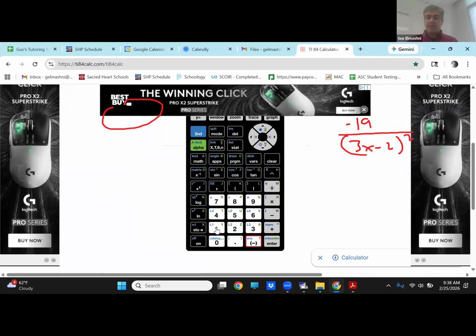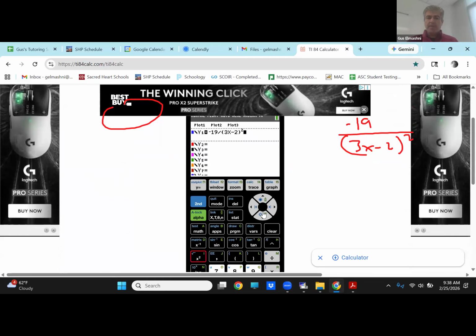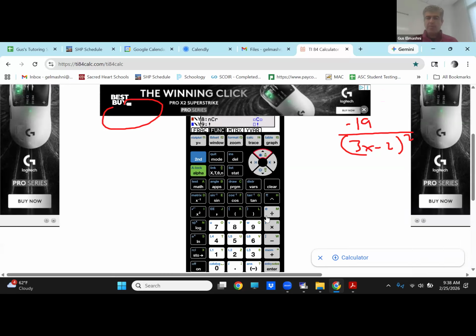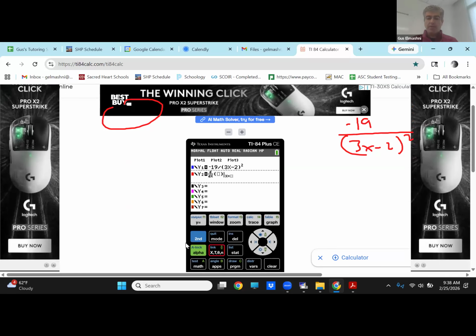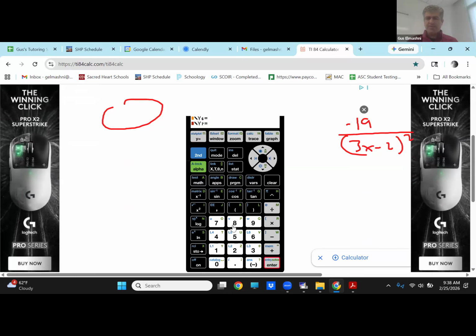So again, Charlie got -19 divided by, was it 3x minus 2, to the second power? Okay, that's what Charlie got. Then I'm also going to do this. Alpha window or math, I can't remember which option it is. But if you do nDeriv of the equation that you're given, and the equation, if I hit alpha y equals, I could put it as a fraction too, or just use parentheses. It's totally up to you.